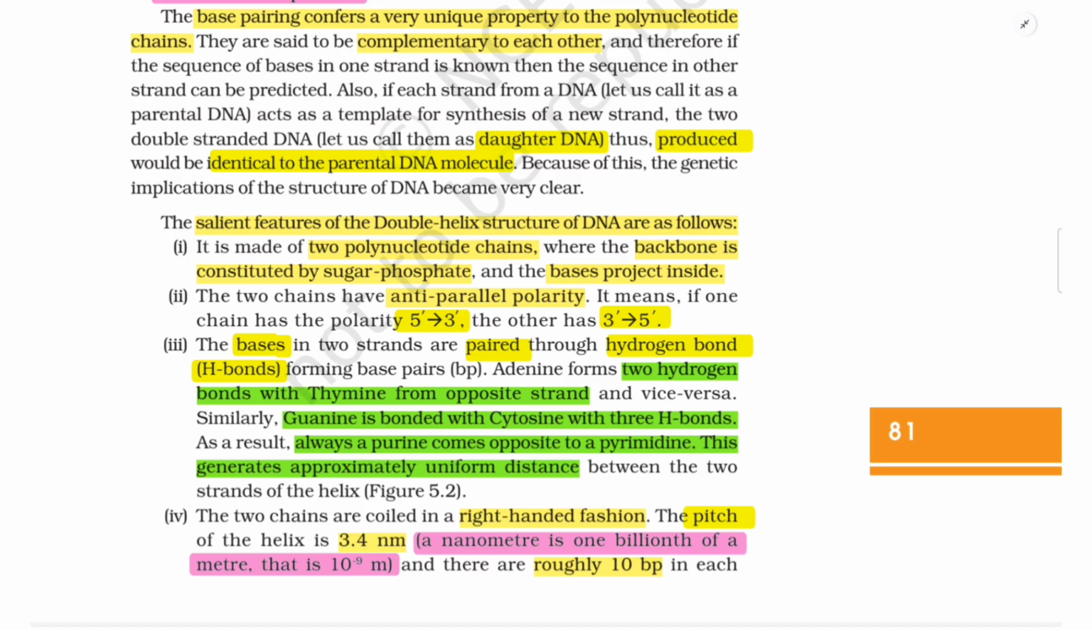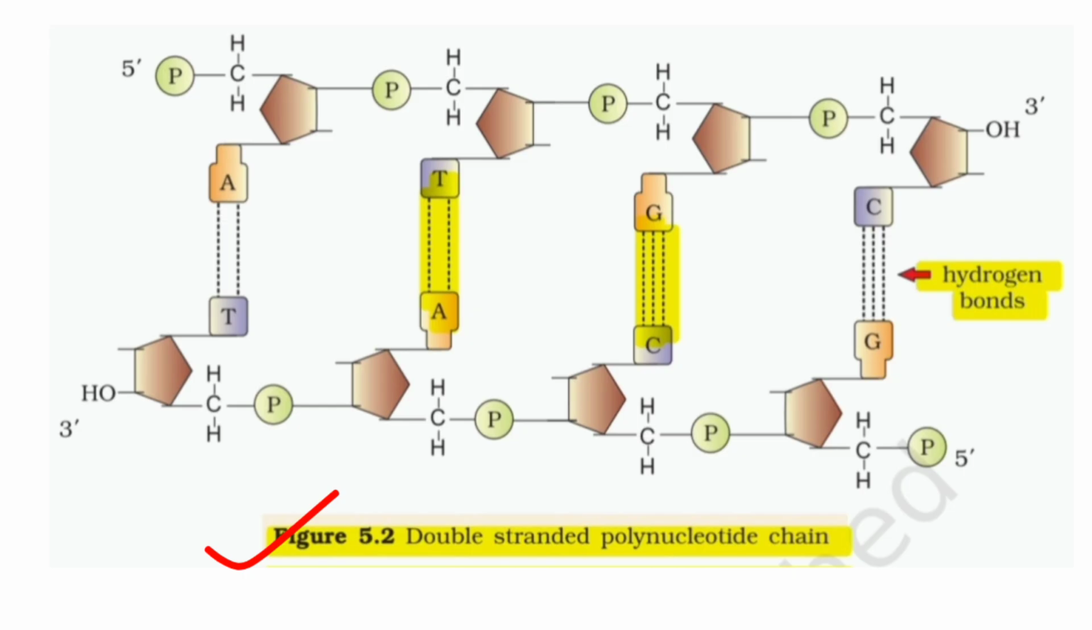Adenine forms two hydrogen bonds with thymine from the opposite strand and vice versa. Similarly, guanine is bonded with cytosine with three hydrogen bonds. As a result, always a purine comes opposite to a pyrimidine. This generates approximately uniform distance between the two strands of the helix, figure 5.2.